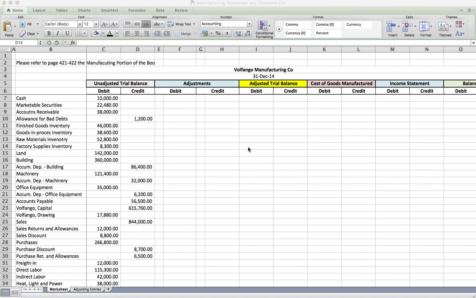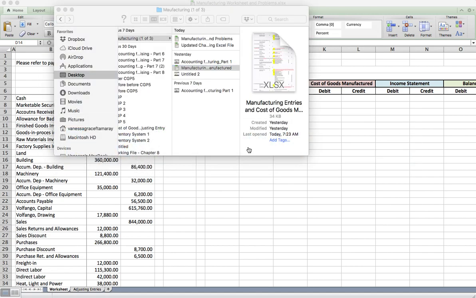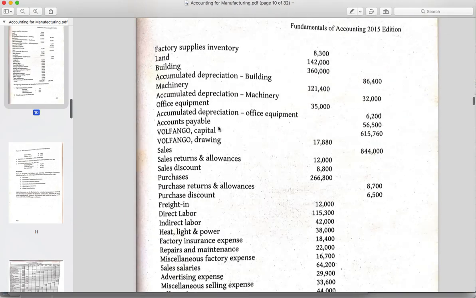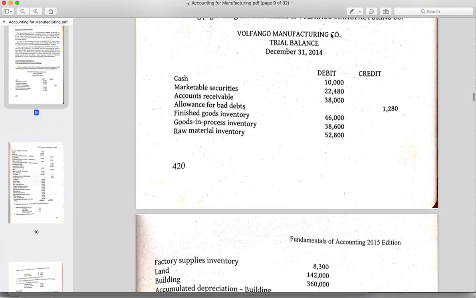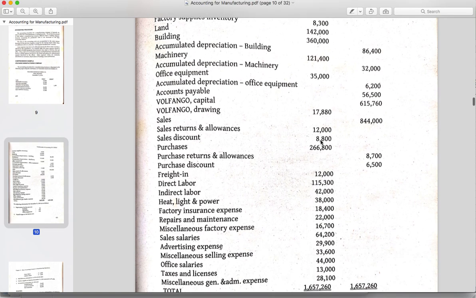Hello everyone. Let us compute and practice using the comprehensive example in the book. So in the book, we have a trial balance. There we have a trial balance and it has different accounts. Volfango Manufacturing Company, trial balance, December 31, 2014. We have cash, marketable securities, and so on. So we have a whole trial balance here, and I just placed it in my Excel sheet.